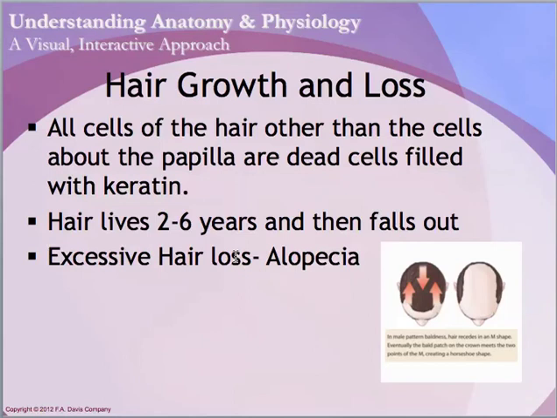Excessive hair loss, the term for that is alopecia. Sometimes it happens for reasons like chemotherapy, poor nutrition, emotional distress, pregnancy, aging, any of those things. Sometimes we have something called male pattern baldness, and that's really an inherited gene that causes alopecia.